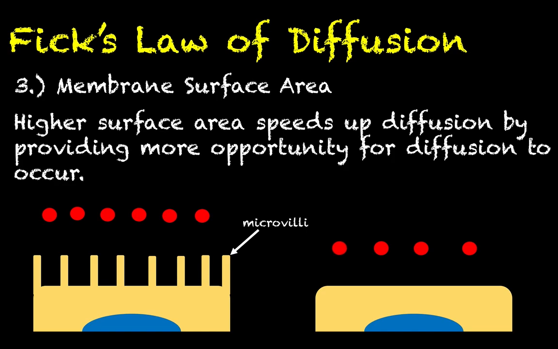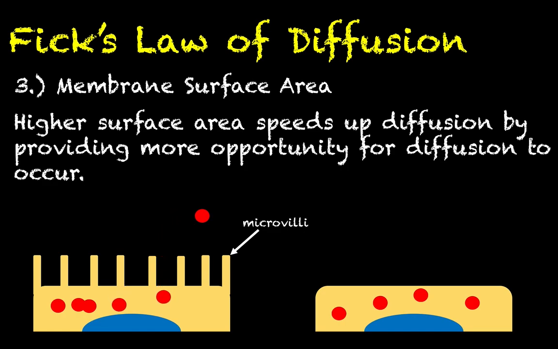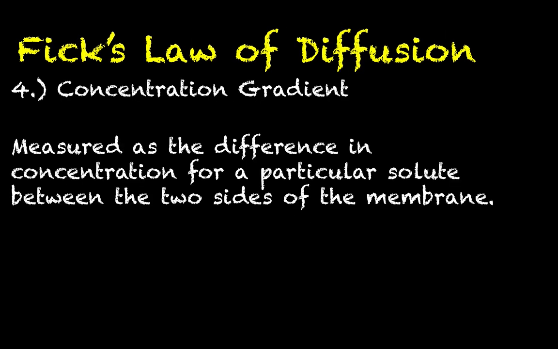And what we're going to see here is that we can't get nearly as many of these red solutes to cross the membrane of the cell that does not have microvilli, whereas the cell that does have microvilli can much more efficiently transport these molecules across the membrane, because since there is a greater surface area, there are more opportunities for these molecules to cross from one side to the other. So the idea here is that maximizing surface area for a given cell is going to maximize the efficiency by which these membrane transport processes can occur.